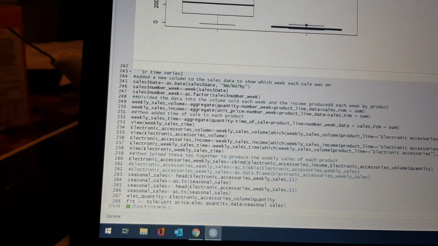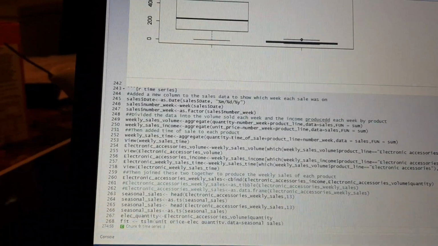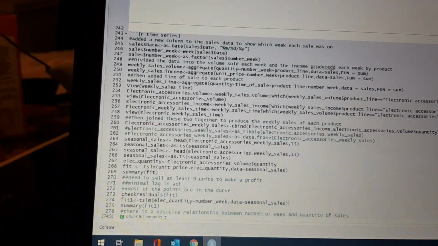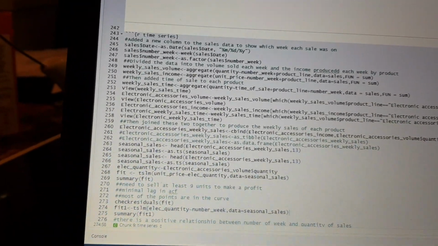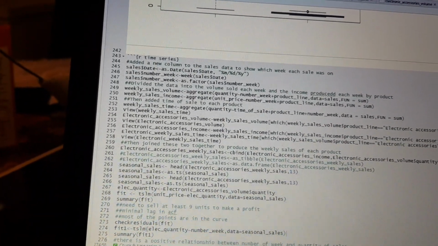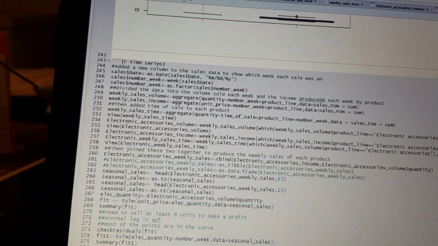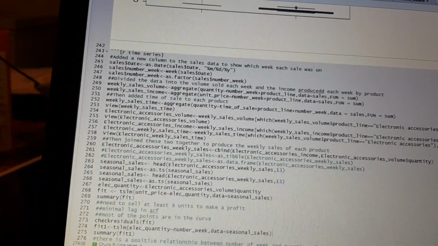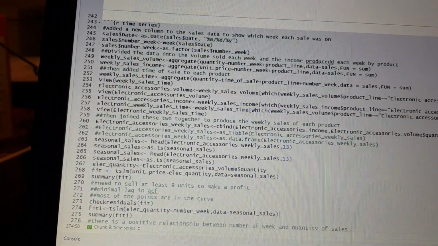Then I went on to start to do the time series. Added a new column to the sales data to show which week each sale was on. Then I divided the data into the volume sold each week and income produced each week by product. Then I tried to add the time of sale to each product and joined the two together, and I got weekly sales time for each product line. Got electronic accessories weekly sales.